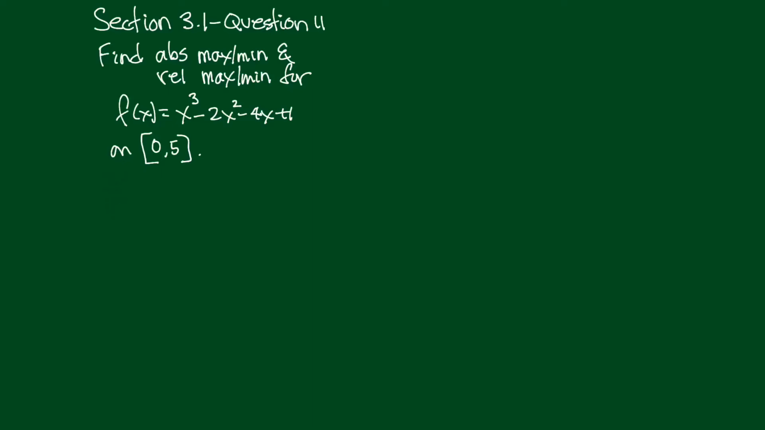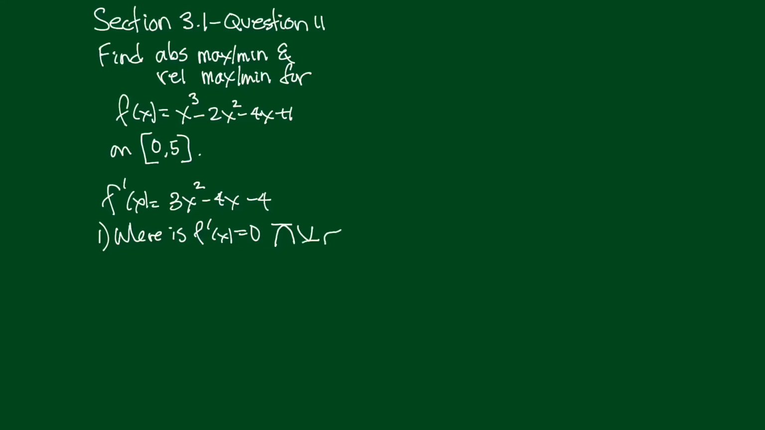We need to start with the derivative, so let's do that. So we'll get f prime of x equals 3x squared minus 4x minus 4. So let's ask our two questions. First of all, where, if anywhere, is f prime of x equal to 0? And remember, what that is going to show us is where the smooth max, smooth min, and these terrace points are.